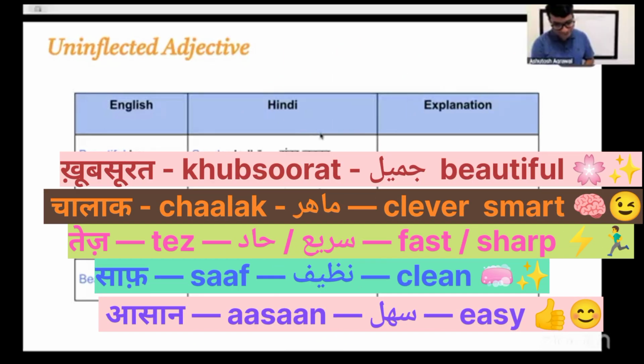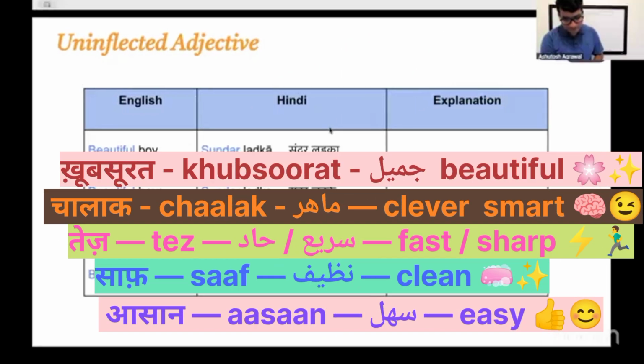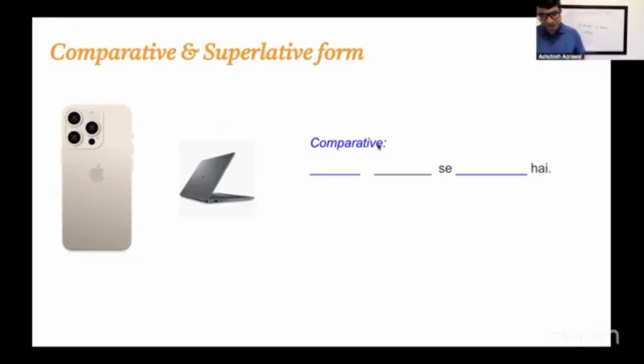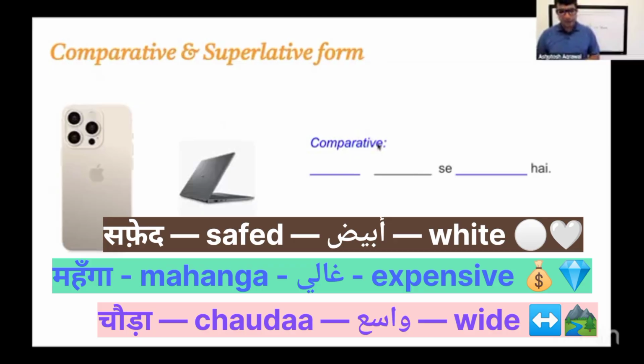Khoobsurat, chalak, tez, okay. Saaf is good, okay. Asan, okay. Can you use other adjectives? Okay, safed hai, okay. What is the adjective for expensive? Mehenga. So chauda hai. Oh, I see.